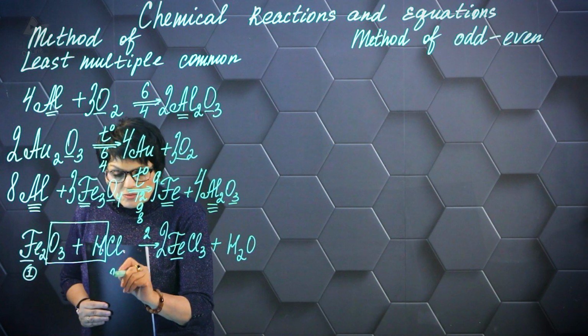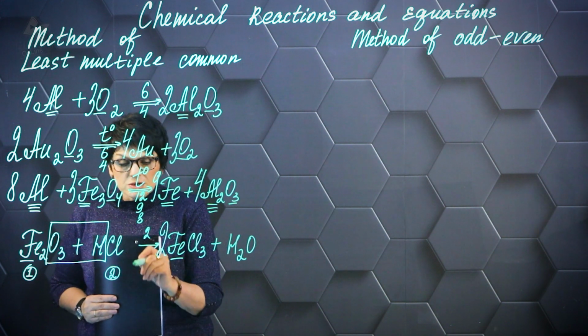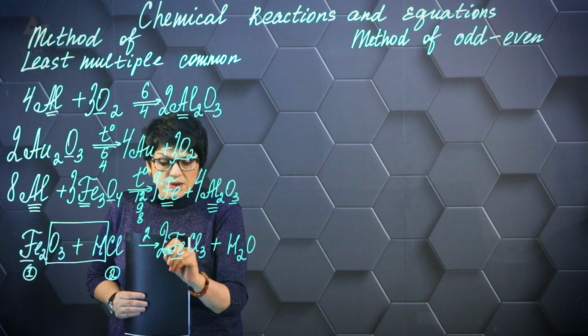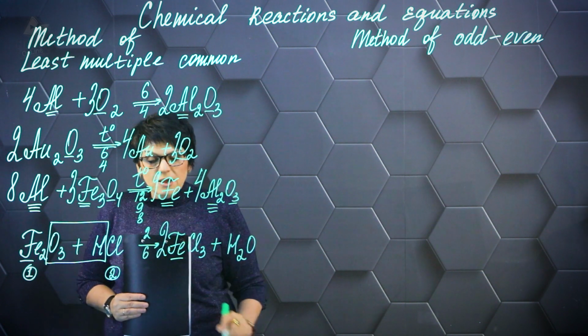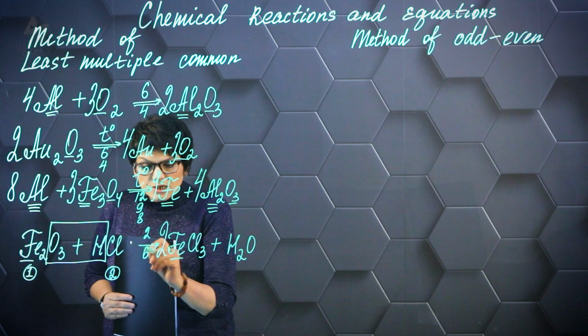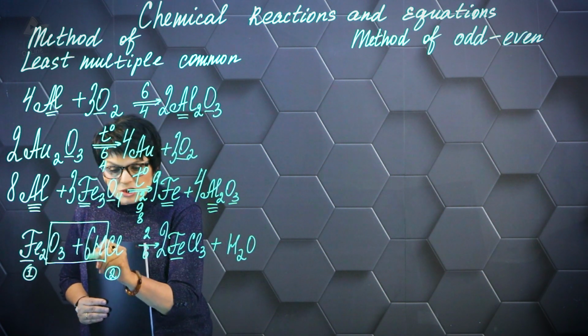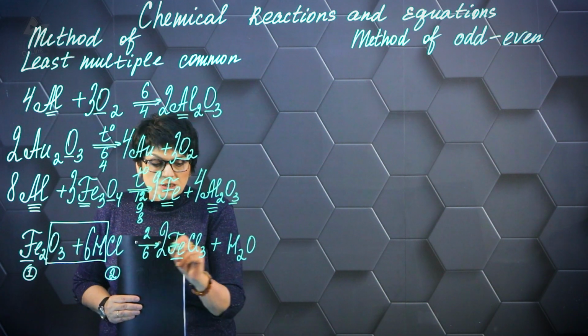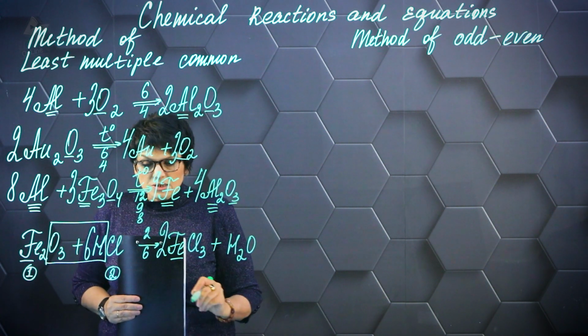Let's move on. Next, we'll balance the chlorine, which is outside the frame on the right. On the left side it's 1, and on the right side it became 6. Write down the details here. Divide 6 by 1, you will get 6. We are setting the coefficient at 6 in front of HCl. Now we divide 6 by 3, and 2 is still present.